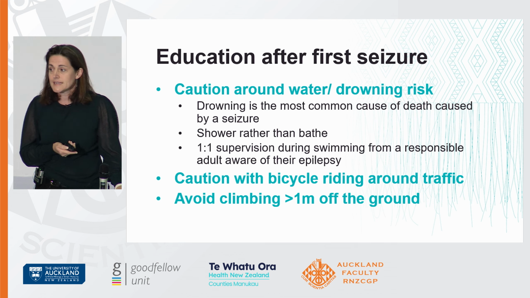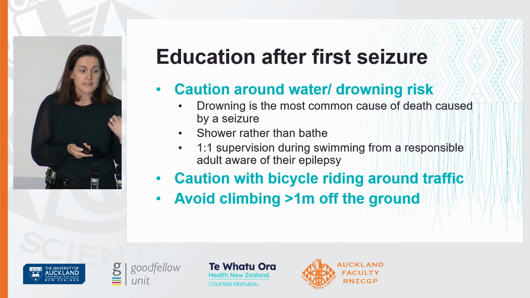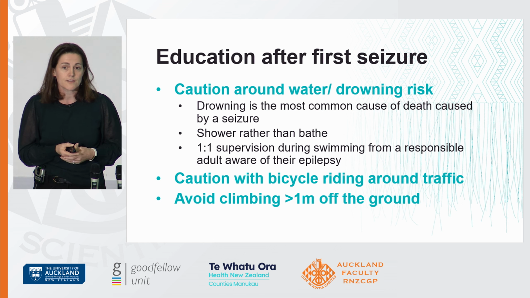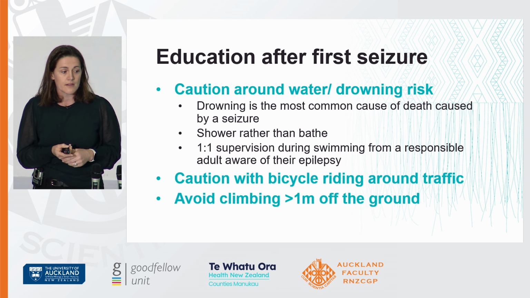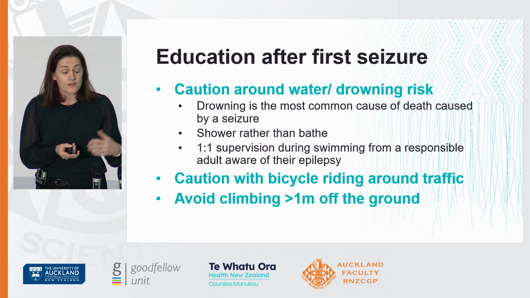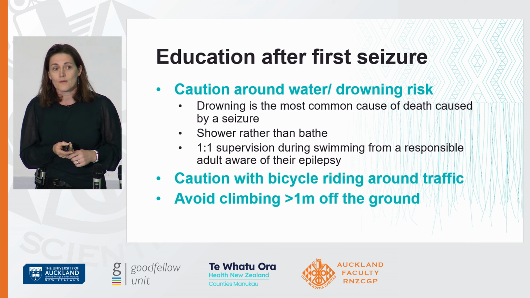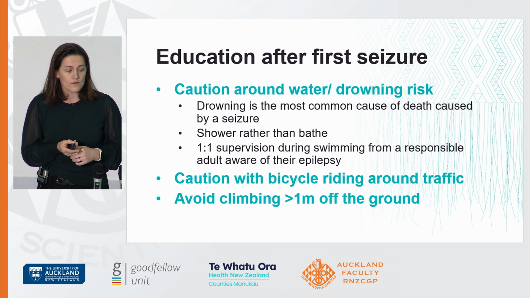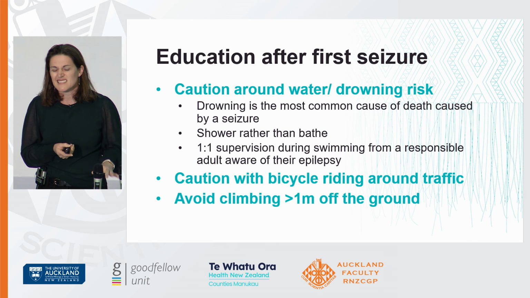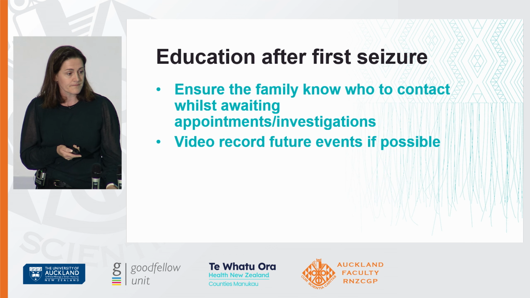After a first seizure, it's important for families to be particularly cautious around water. Drowning is the most common cause of death caused by a seizure. So we talk to families about showering their child instead of bathing. If they're swimming, they need one-on-one supervision by an adult who's aware of their epilepsy. We caution about riding the bike, particularly around traffic, or climbing more than a metre off the ground unless there's a soft playground surface under it.